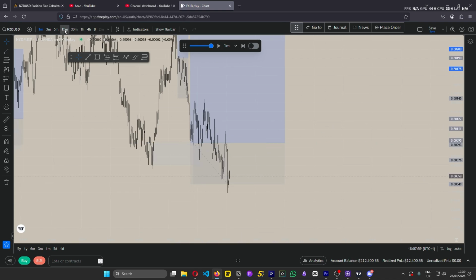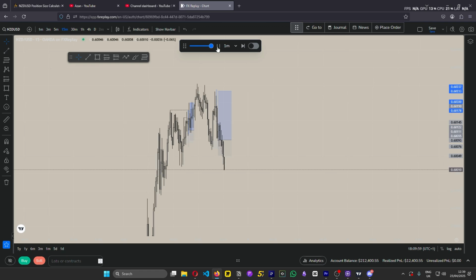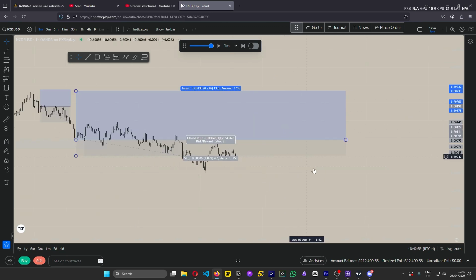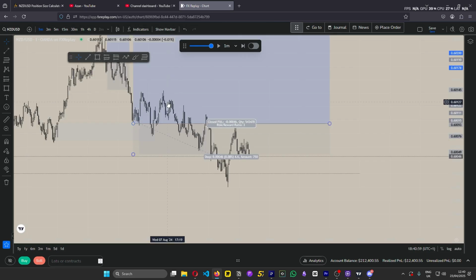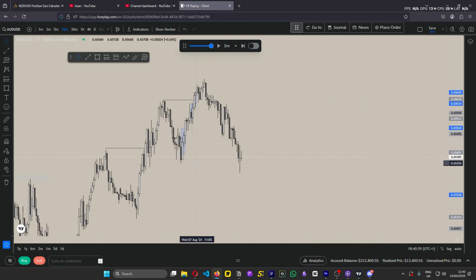Alright, we get stopped. So basically it was a fail to break, to go down. Then we get a shift, I think. And we get equal lows. Equal lows, and we get a shift up. And we don't get a shift up here. We do get equal lows here as well.